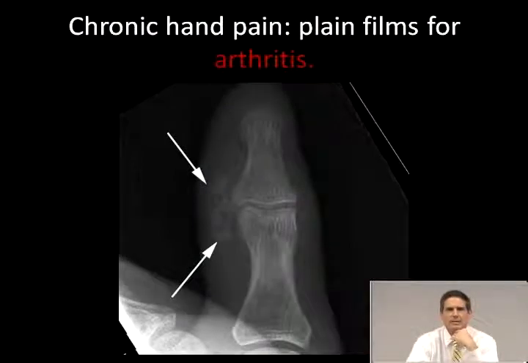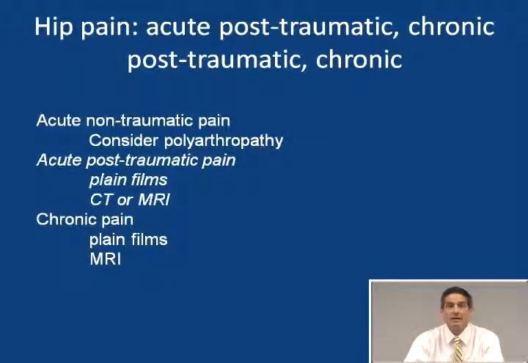This is an example of a 59-year-old woman with acute thumb pain. She didn't have any injury. The AP showed a calcified tophus in this patient who ended up having gout. So we're out of the upper extremity and about 20 minutes left here. Hip pain. How about acute post-traumatic hip pain?